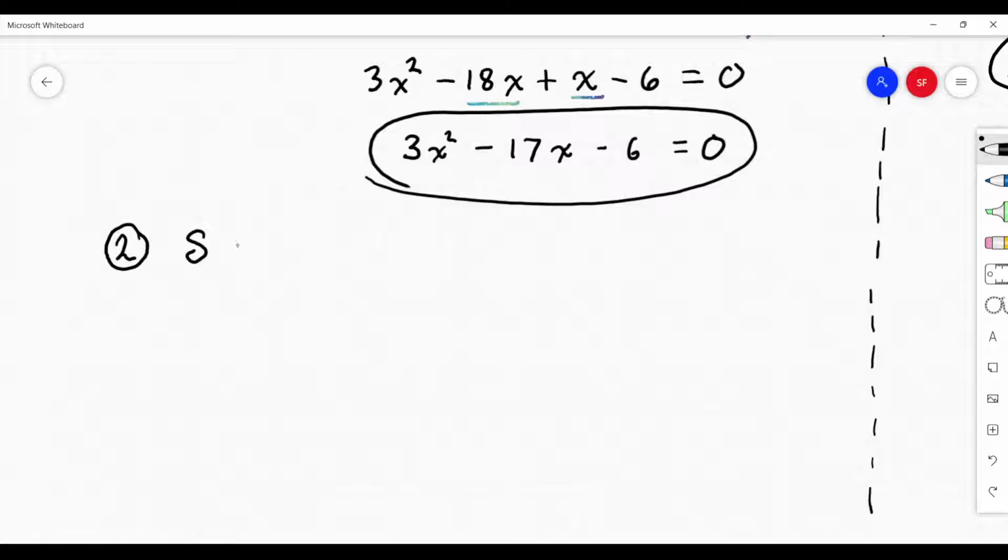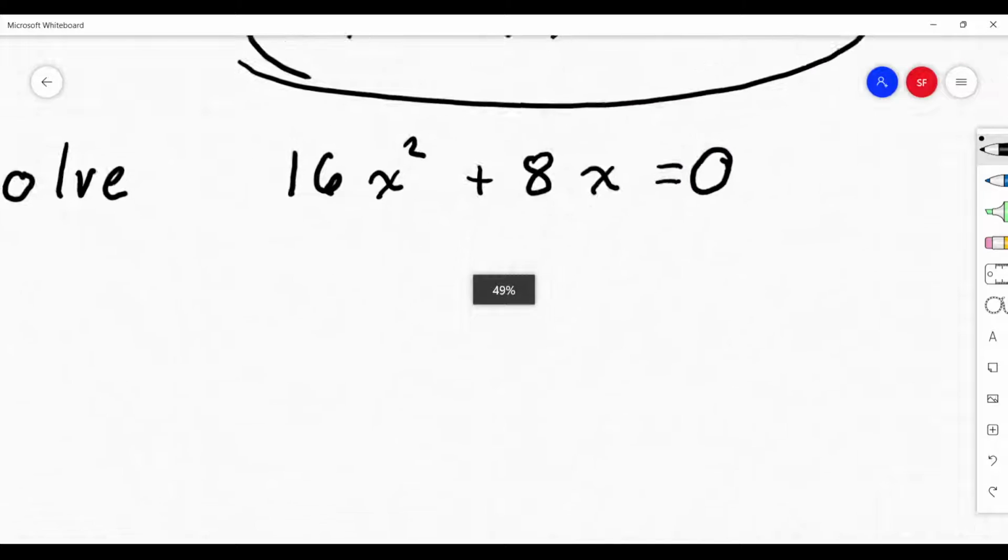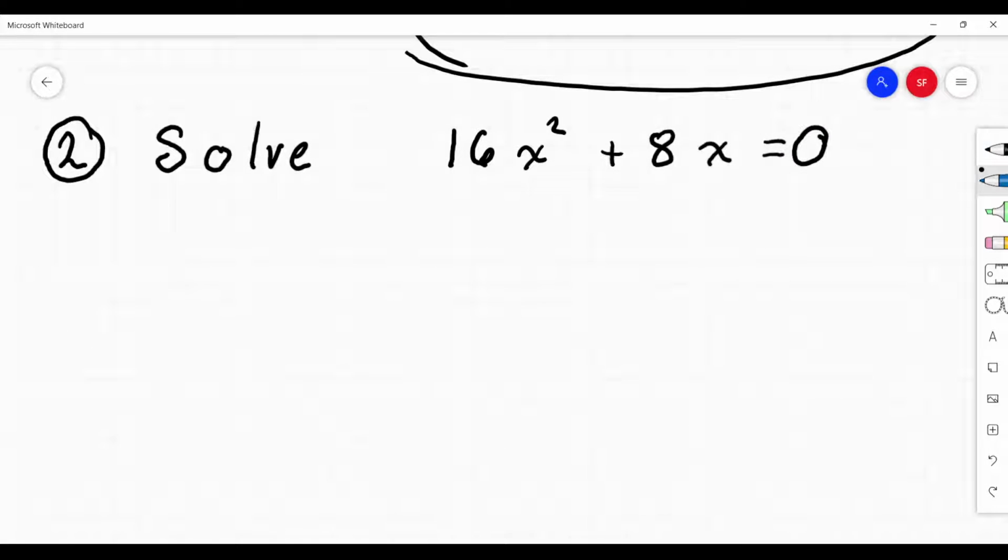Okay, so the instructions are solve. And the problem is 16x squared plus 8x equals 0. So we are solving this using factoring. That's the whole title of the lesson, right? Okay. So this one we're going to factor using our good old friend GCF.